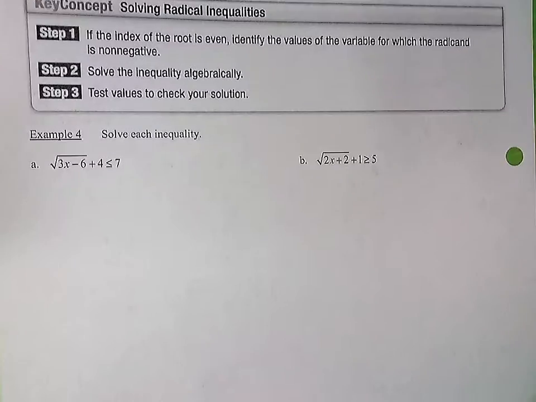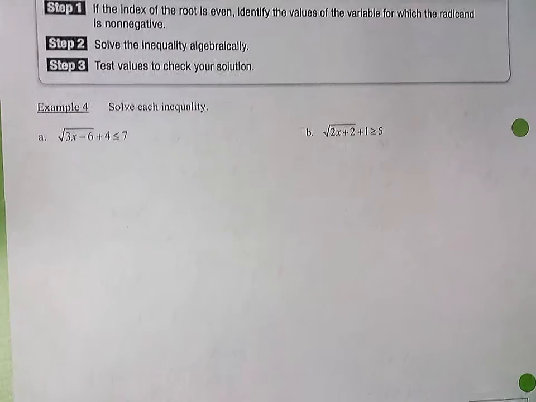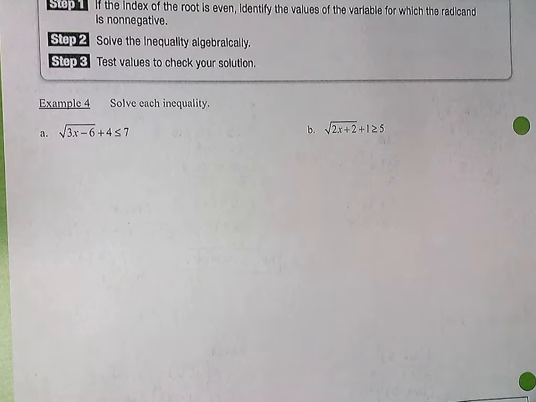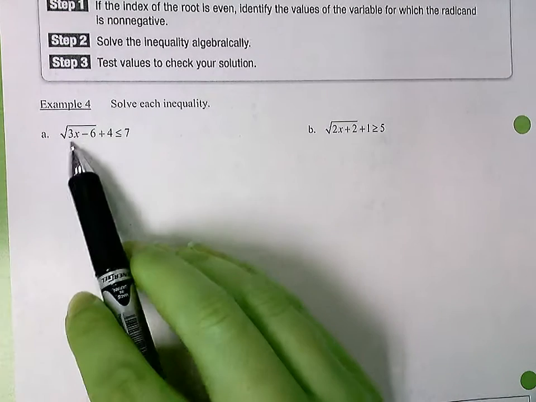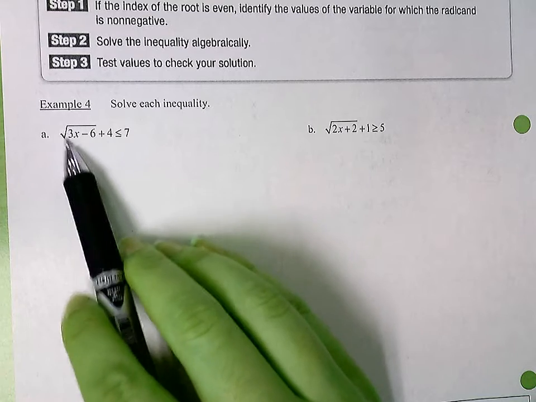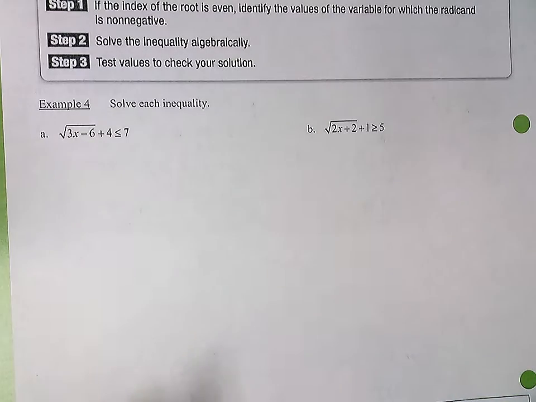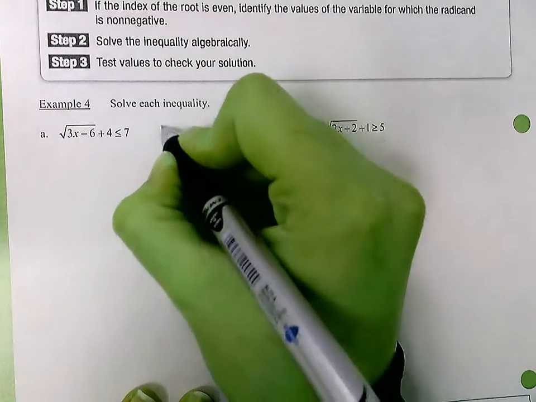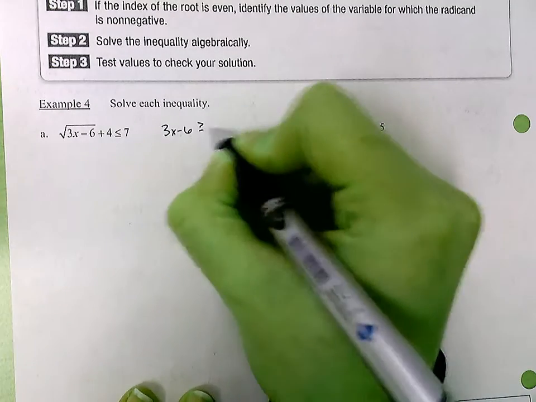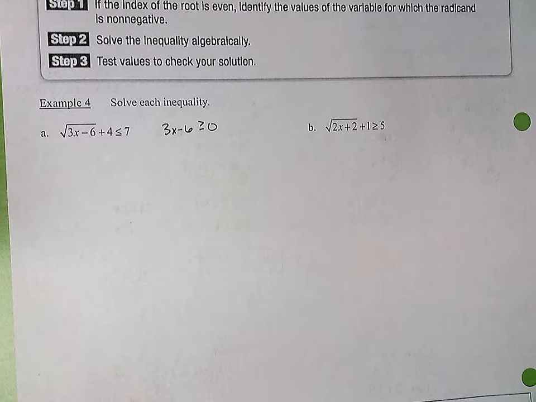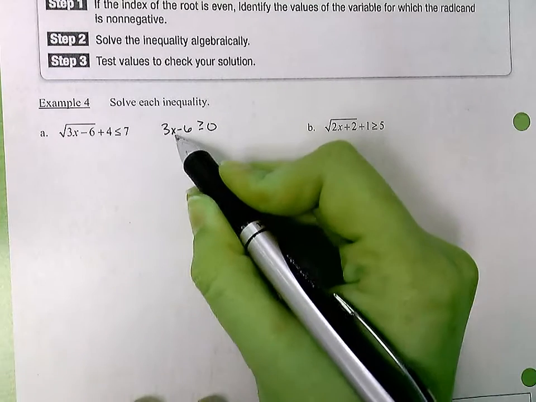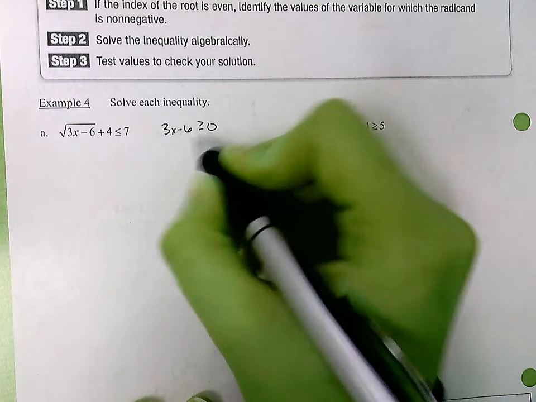Okay, so for example 4, your first step is to take whatever is underneath your radical. So in this one, letter A, that's 3x minus 6. We're going to take whatever's underneath that radical and set it greater than or equal to 0. That has to be greater than 0, otherwise you get imaginary numbers. So we have to make sure it's greater than a certain number. So it's non-negative. So here I just want to solve for x. So I'll add 6 to both sides.